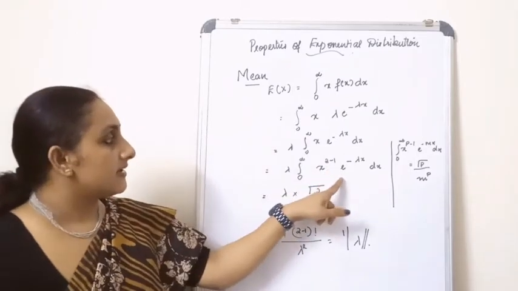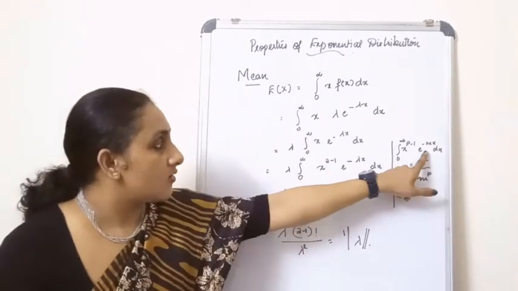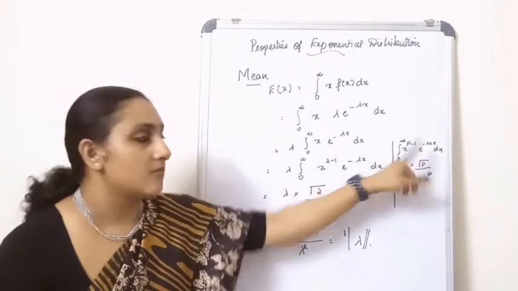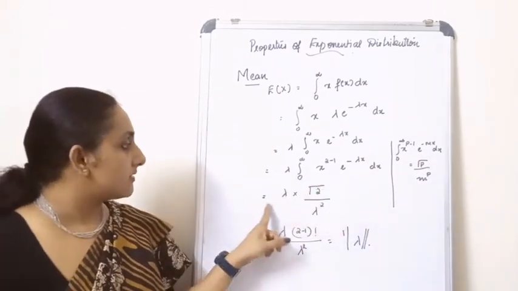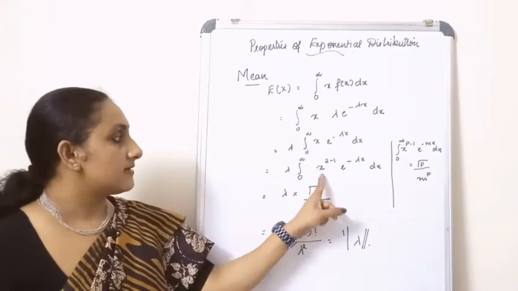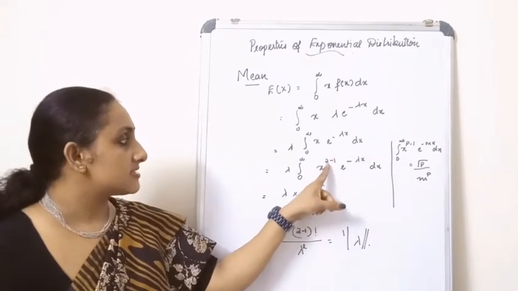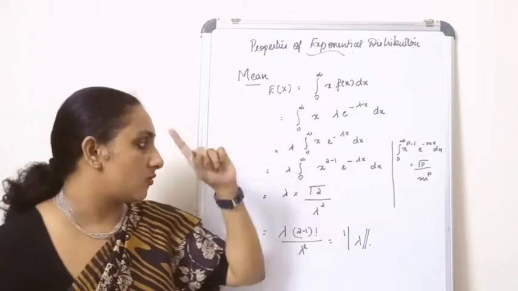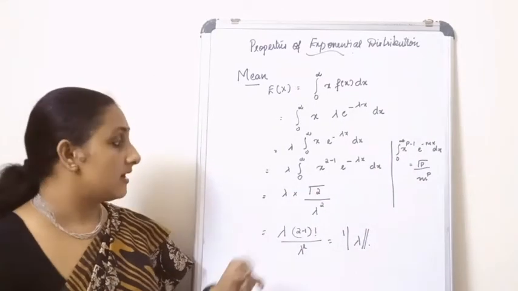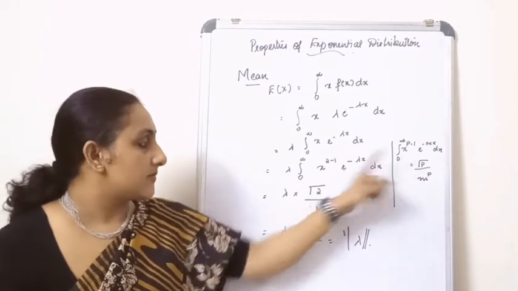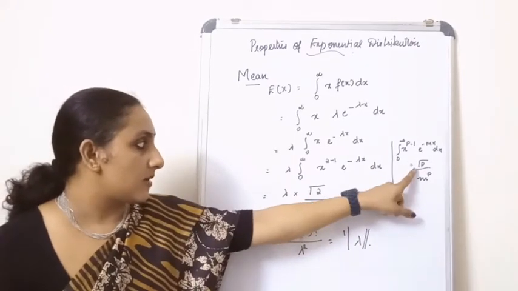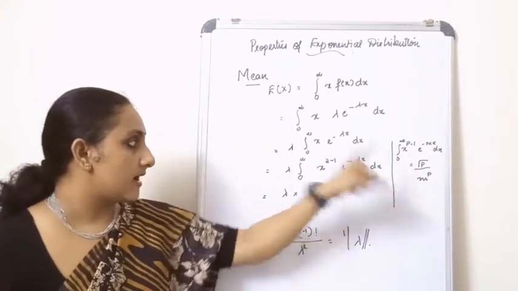Fine. Then e raised to minus lambda x, when you check over here, is of the form of the gamma integral. Now in this case when you compare, instead of 2 you have p. So what does that mean? Your p is equal to 2. Now you can write gamma p, so you get gamma p over here in your gamma integral.